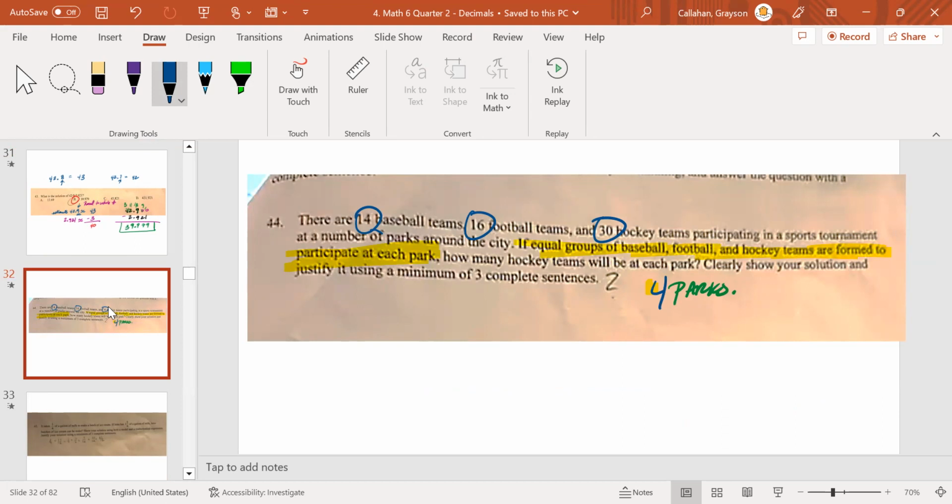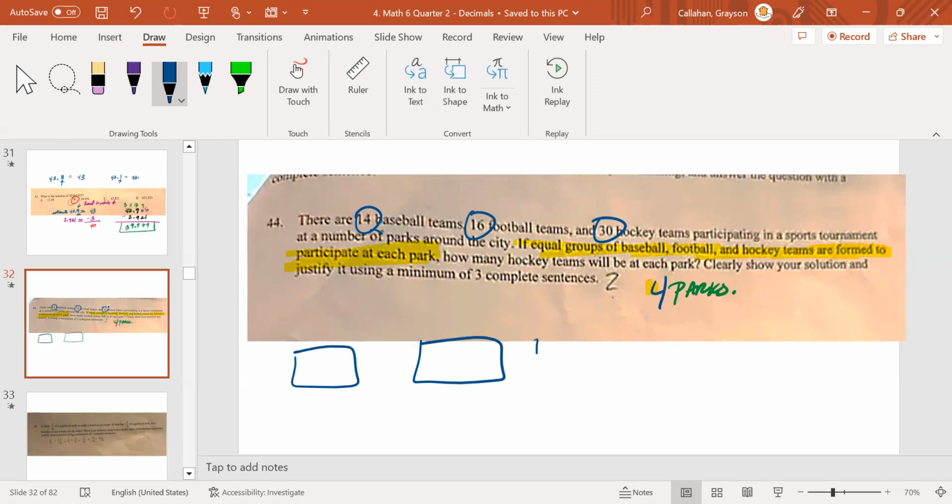There are 14 basketball teams, 16 football teams, and 30 hockey teams participating in a sports tournament at a number of parks around the city. If equal groups of baseball, football, and hockey teams are formed to participate in each park, how many hockey teams will be at each park? Clearly show your solution and justify it using a minimum of 3 complete sentences.